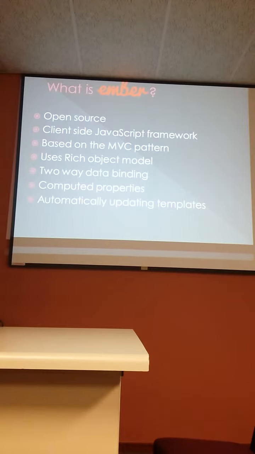Anyone? No one. Okay. Two-way data binding is when the model and the template, we'll get to templates just now, are linked. So when the template changes, the model also gets updated, and when the model updates, the template automatically gets updated. It also uses computed properties and, as I said before, automatically updating templates.